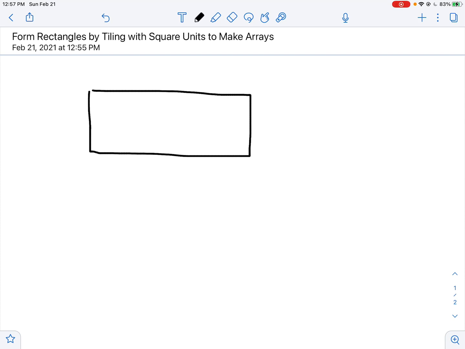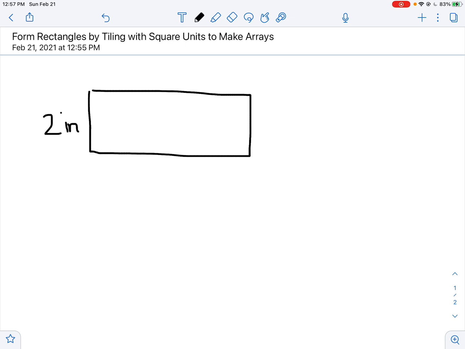Or if you have some tiles at home, remember square Legos are great, Cheez-Its work, anything that would be the same square shape. It doesn't matter how big the squares are, they just have to be the same size squares. And then we're going to form arrays and be able to solve some missing side lengths and missing areas of some rectangles. So let's take a look.